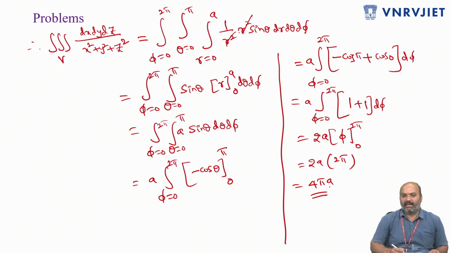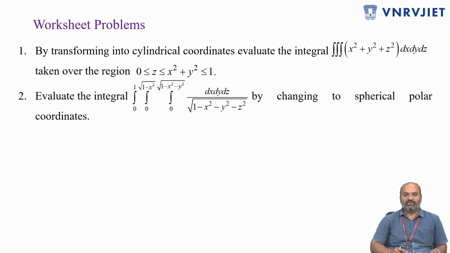So 4πa is the value of the integral, which is obtained by changing the given integral into spherical polar coordinates. I hope you understand. So work out these two problems: by transforming this integral into cylindrical polar coordinates and evaluating it, and also evaluate this integral by changing it into spherical polar coordinates.